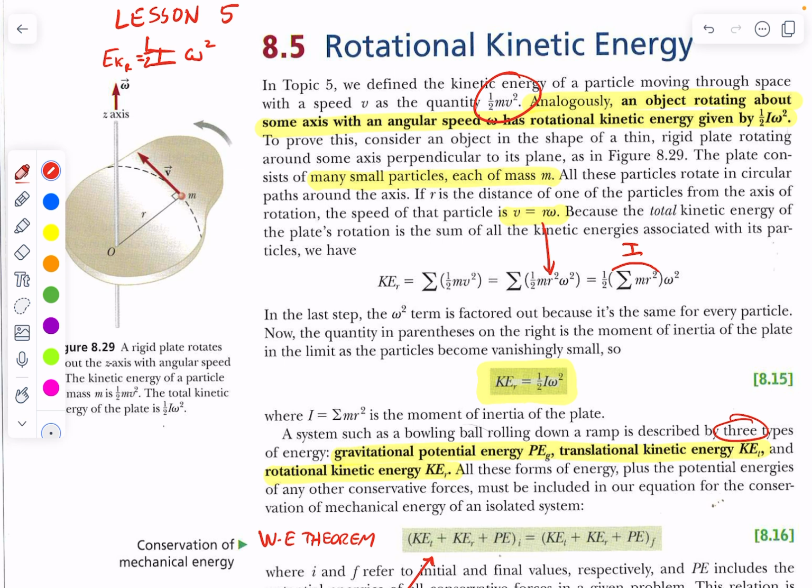So any object rotating about the x-axis, the y-axis, the z-axis with an angular speed is changing its direction as it rotates, and so it's going to have rotational kinetic energy. So not only does it take energy to move something translationally from point A to point B linearly, it also takes energy to move something around an axis, whether that axis is going through the center of mass, in which case it would spin smoothly, or whether it's not going through the center of mass, in which case it would wobble.